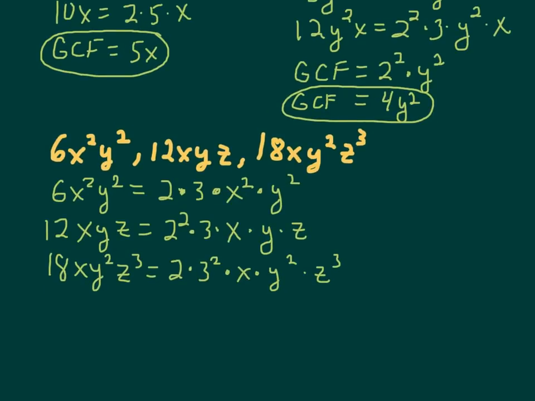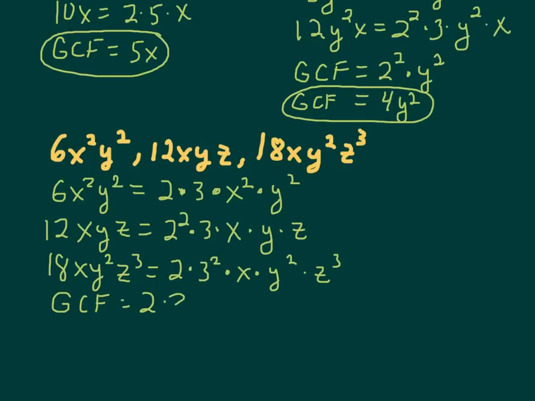So my greatest common factor here will be equal, okay, so let's look at when I have 2, 2 squared, and 2, well 2 is the greatest common factor of those. Because 4 is a factor of 12, but not of 6 and 18. Next I need to look at the 3's. I have 3, 3, and 3 squared. Well, 3 is the common factor. 3 is common to all three coefficients, the 6, the 12, the 18.